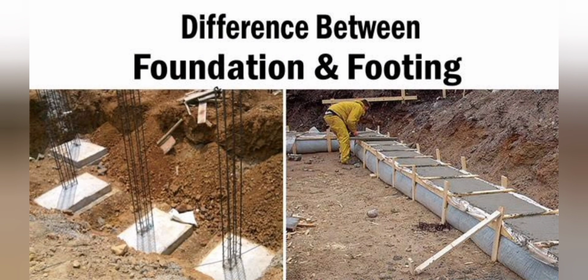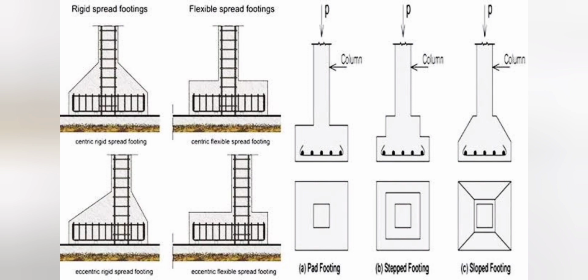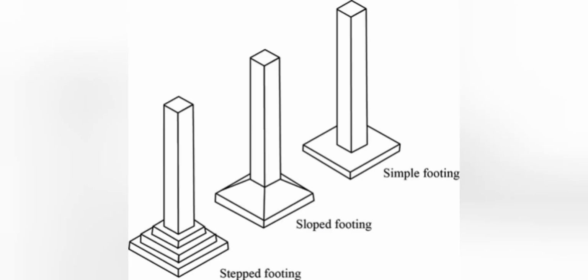Foundations are broadly divided into two categories. First is shallow foundations and second is deep foundations. Shallow foundations are nearer to the surface, whereas deep foundations, as the name suggests, are embedded deeper in earth. Now let us see various types of shallow foundations. These types of foundations are used when the soil has sufficient strength within a short depth below the ground level.